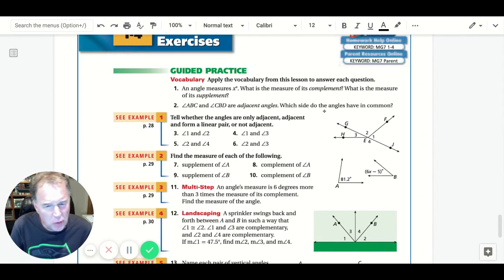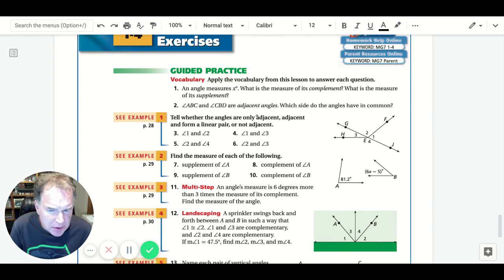Adjacent angles. Which side do they have in common? Now you can see the sides even without drawing the picture. Remember, B is in the middle. It's the vertex. BA is one side. BC is the other. We put a ray symbol over those. BC is one side. BD is the other.